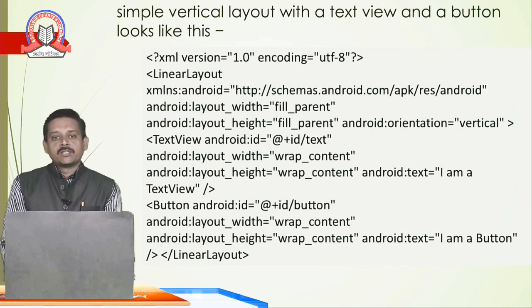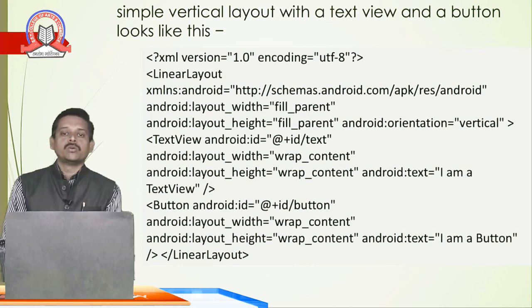So as you can see on the screen, we have some code. This is a simple vertical layout with a text view and a button. By using this code, we are implementing a text as well as a button in our application, or we can say an Android app. So we are using XML code along with version 1.0, and we have used the encoding technique UTF-8.